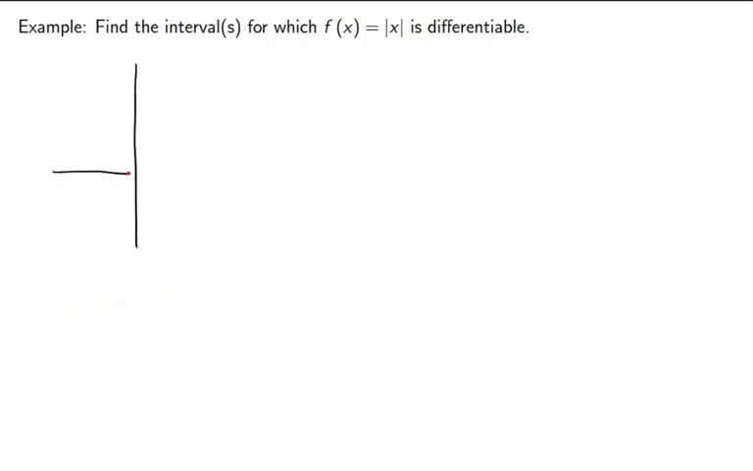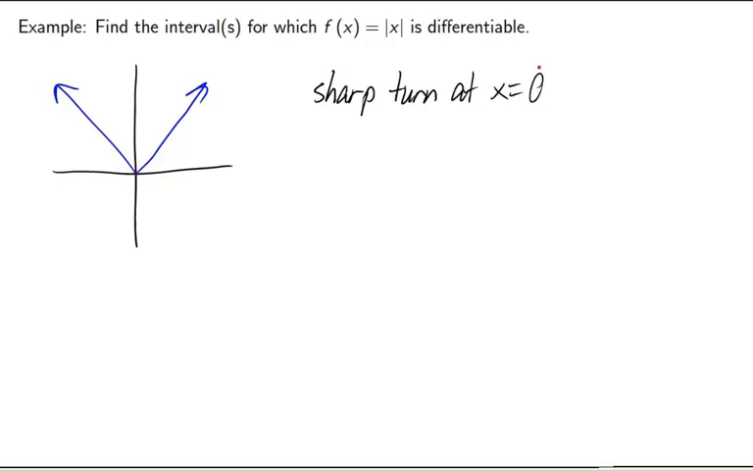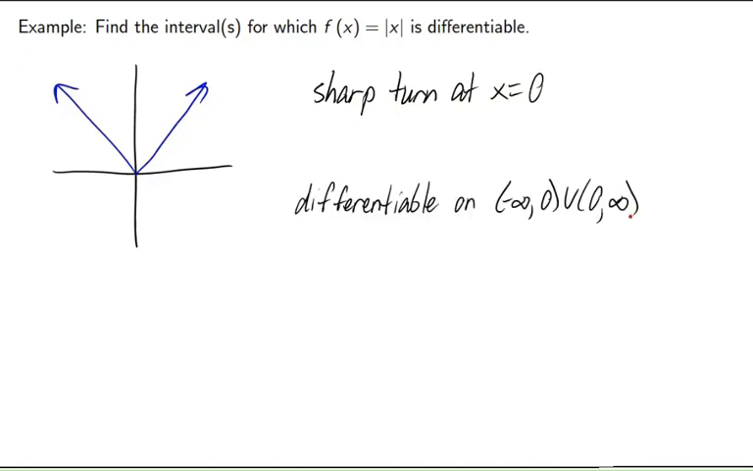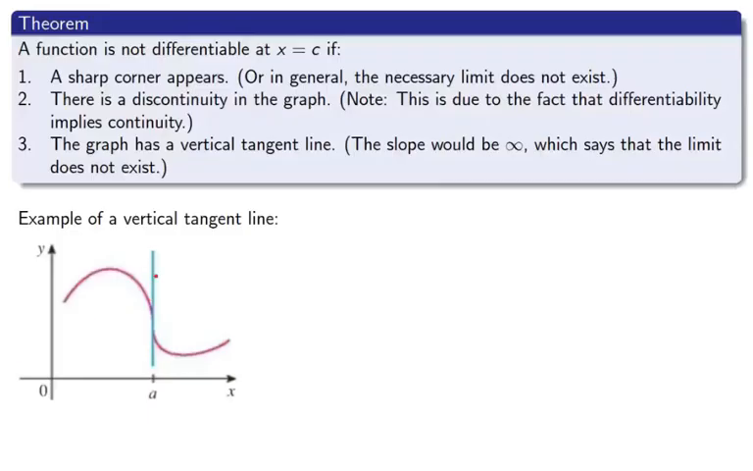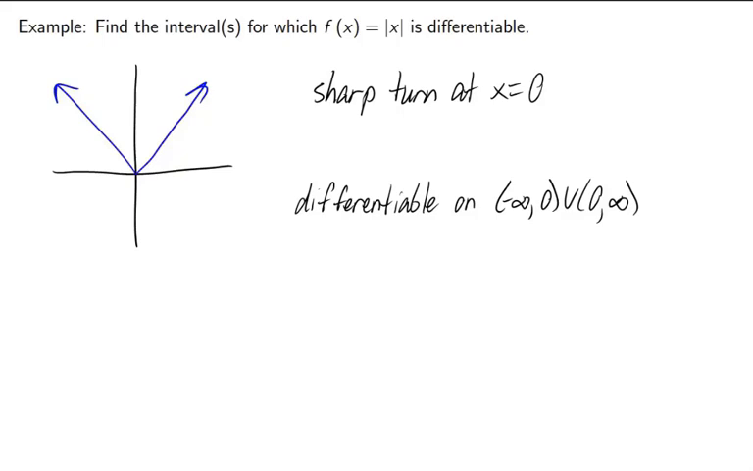Let's look at the graph of absolute value of x. And remember, you've got sharp turns, discontinuities, and vertical tangent lines. There's definitely no discontinuities in here. There's definitely no vertical tangent lines, but there is a sharp turn at x equals 0. With that said, the function is not differentiable there, but it is everywhere else. Differentiable on negative infinity to 0, union 0 to infinity. So again, you want to watch out for sharp turns, like this one, vertical tangent lines, like this one, and also discontinuities.